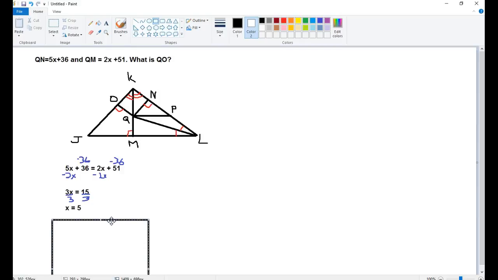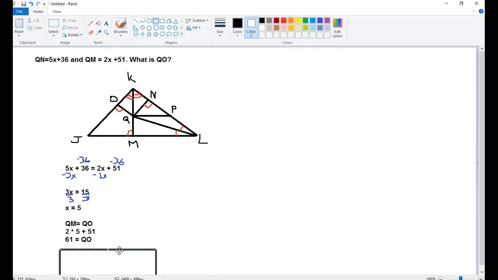Now, I need to know what QO is, but I don't have an equation for it. But I know that QM is equal to QO, or QN equals QO. It doesn't matter which one I use. So I'm going to plug in 5 for x. So 2 times 5 plus 51 is equal to 61. So 61 is what is equal to QO.